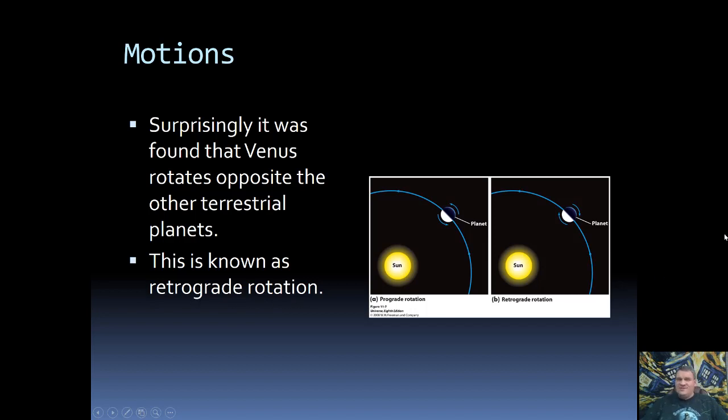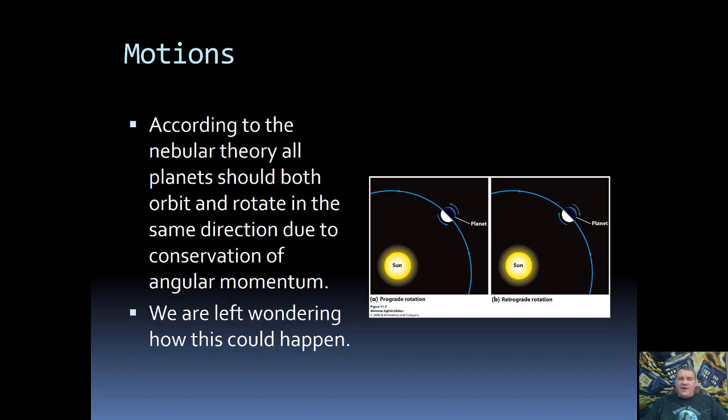Do you remember retrograde? Hey, this means that it is rotating backwards from the way it should be. According to conservation of angular momentum, planets should be rotating and orbiting around the sun in the same direction. Okay, so if you're looking down on top of the solar system, the planets are orbiting counterclockwise. This means they should also be rotating counterclockwise. Venus is not. It is rotating clockwise. What this means is that on Venus, the sun rises in the west and sets in the east. Okay, so this is really weird.